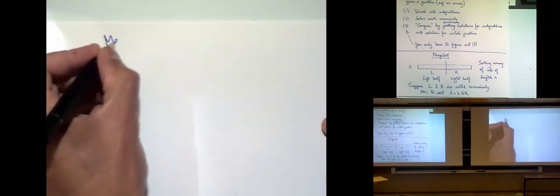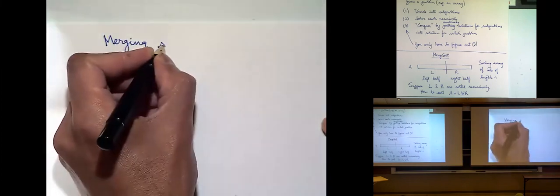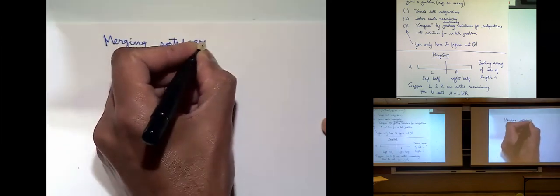So the idea is, suppose these were already sorted, meaning that L was sorted and R was sorted. Suppose magically you could assume that, then how to sort A, which is L union R? By the way, that U is not a U, it's the cup, it's union, right? This is the union operator. So this is the problem of merging sorted arrays.